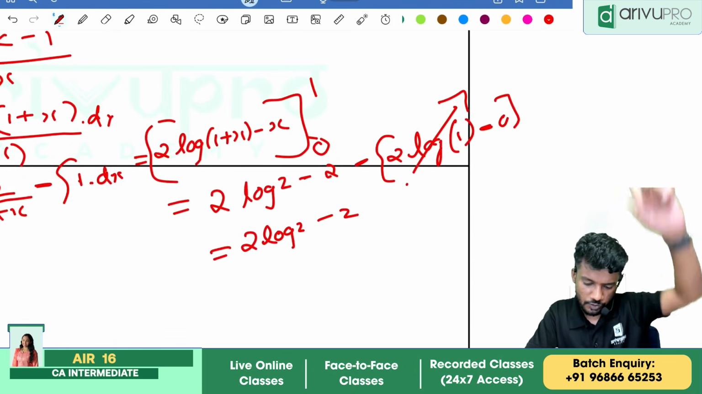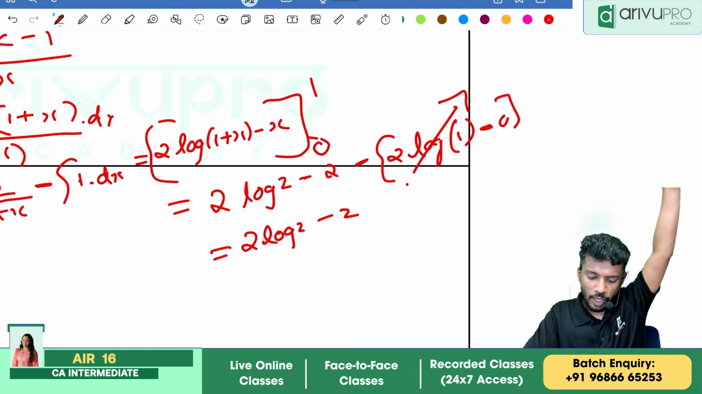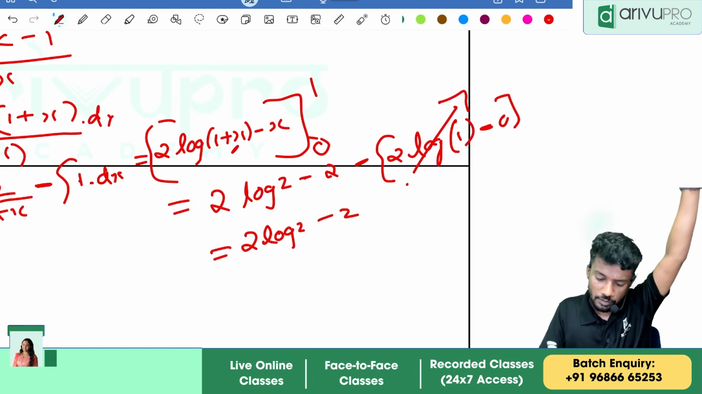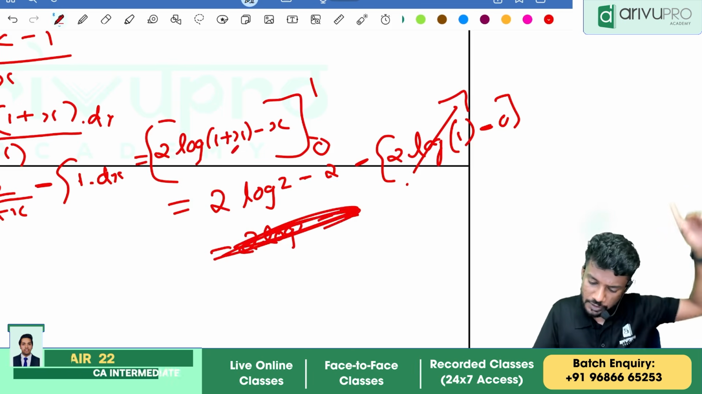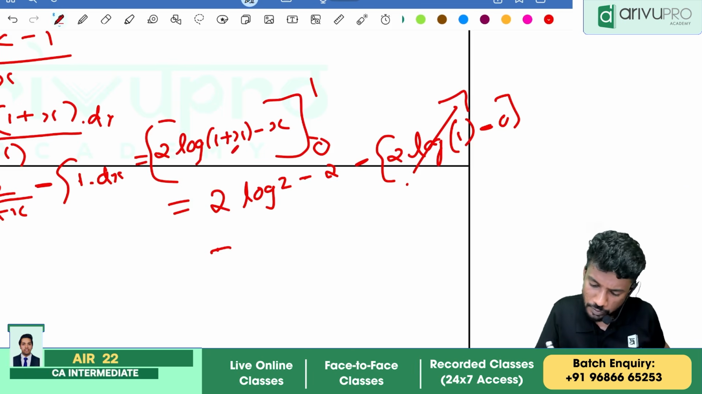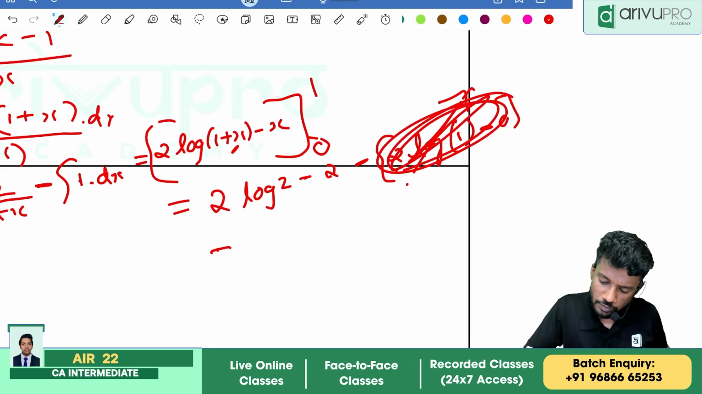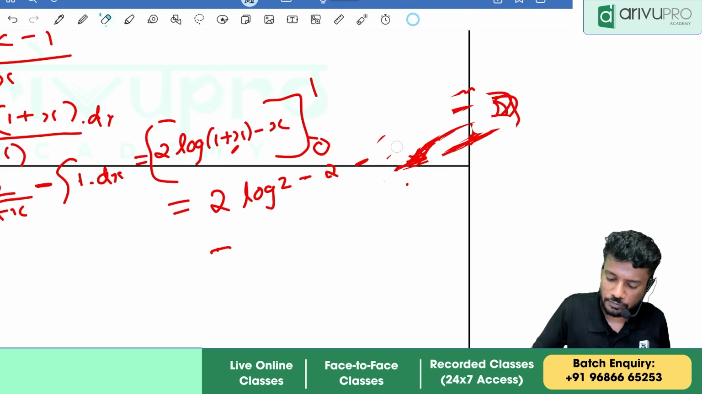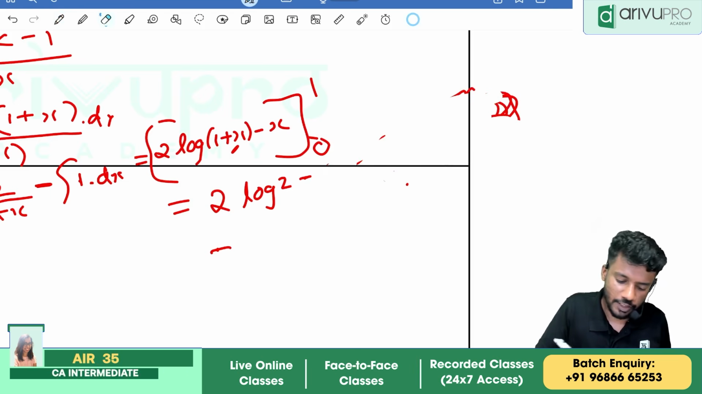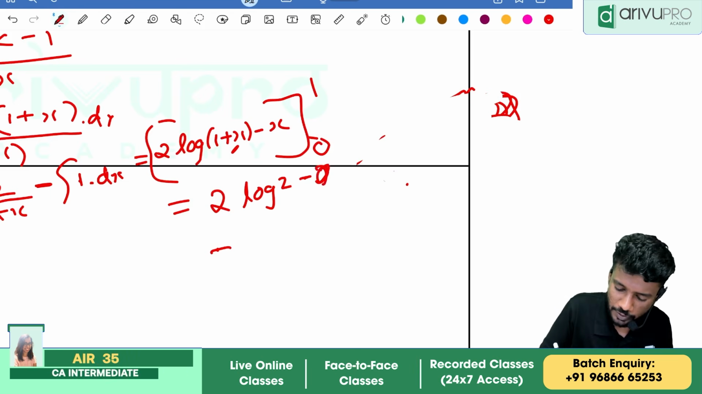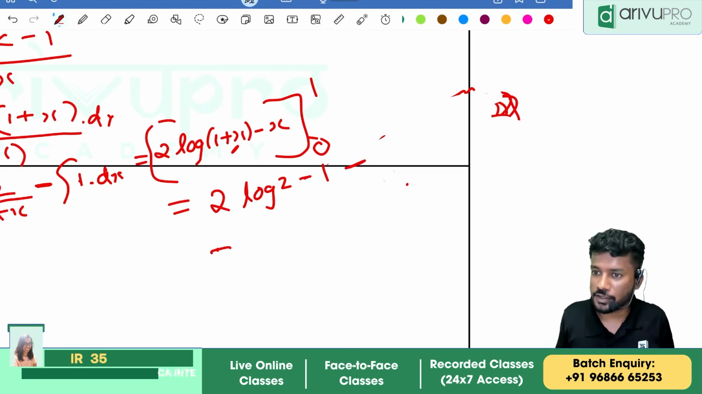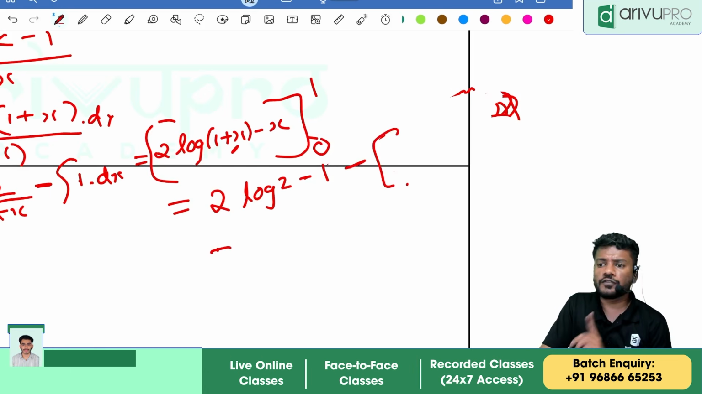Well, I didn't get that. Which one are you telling? The 1 minus 1 plus 0 only, right? This one. The last step. This step, okay. 2 log 2 minus 1. Log 2 minus 1. 2 log 2. We'll check one second. Oh, here you are telling. Okay. This one is right. Okay. Fine.